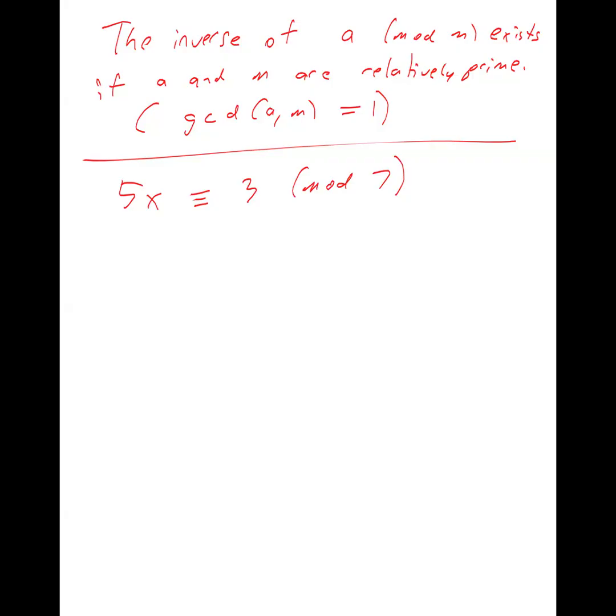So we need to find the inverse of 5. It says the inverse of A mod M exists if A and M are relatively prime. So we need to find the inverse of 5 mod 7. Does the inverse of 5 mod 7 exist? Are 5 and 7 relatively prime? What's the GCD of 5 and 7? What's the biggest number that goes into both? 1. So since it's 1, that means it does exist. So what's the inverse of 5 mod 7 equals what?